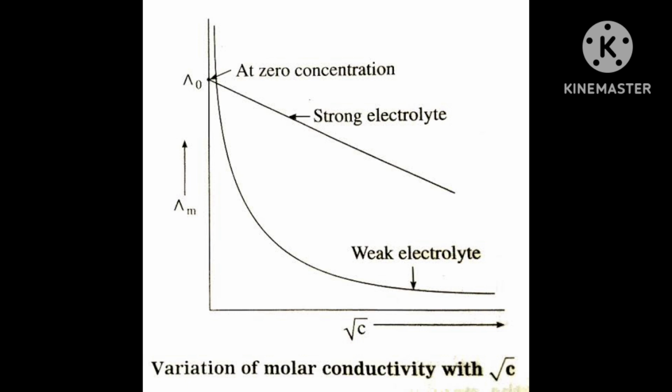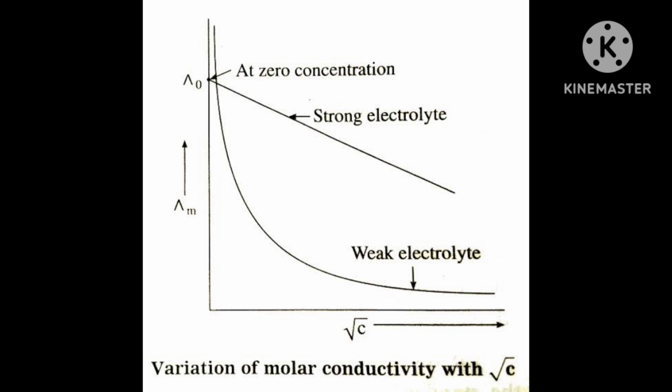Now we know that 10 to the power 4 is equal to 1 Siemens meter square per mole. Then for 1 centimeter, 10 to the power 4 is equal to 1. Then for 1 upon 10 to the power 4, 1 divided by 10 to the power 4 means 10 to the power minus 4. That is, you converted centimeter into meter. First you converted meter into centimeter. Meter square you converted into centimeter square.